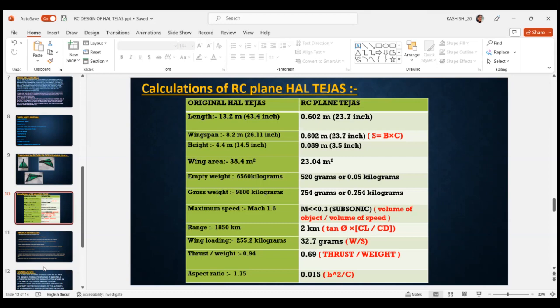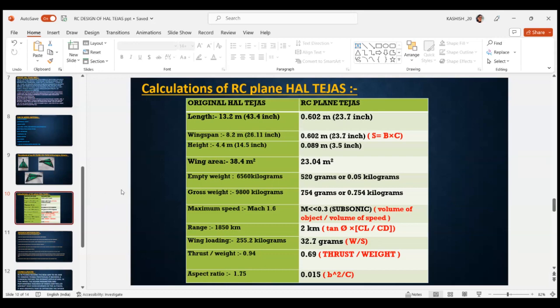Maximum speed is Mach 1.6, and the RC plane Tejas is subsonic, with Mach number 0.3. The range is 1850 kilometers and the RC plane Tejas is 2 kilometers. Wing loading is 255.2 kilograms and 32.7 grams for the RC plane Tejas. Thrust to weight is 0.94 and the RC plane Tejas thrust to weight is 0.69. Aspect ratio is 1.75 and the RC plane Tejas aspect ratio is 0.015. Okay, thank you.